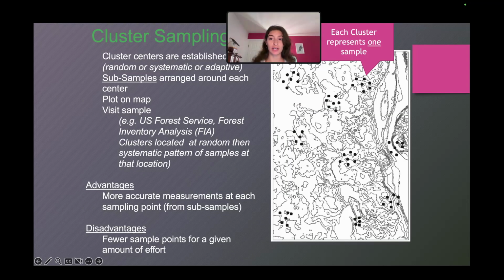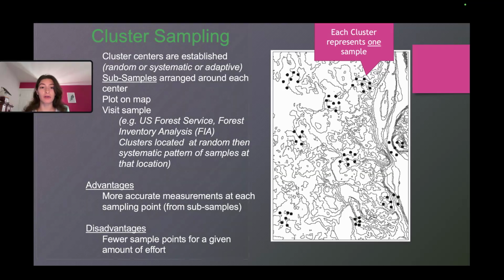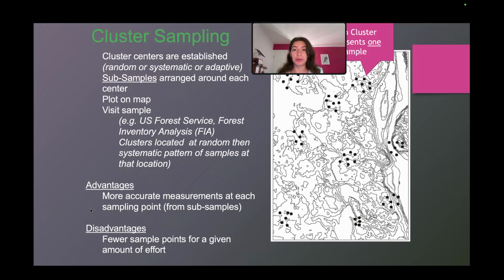Then we have cluster sampling. So cluster centers are established random or systematic or adaptive. They are subsamples arranged around each other. Each of these clusters here in this image represents one singular sample. You plot these on the map and then you visit each sample. The advantages are that there are more accurate measurements at each of the sampling points because you're taking multiple samples around a main area, right?